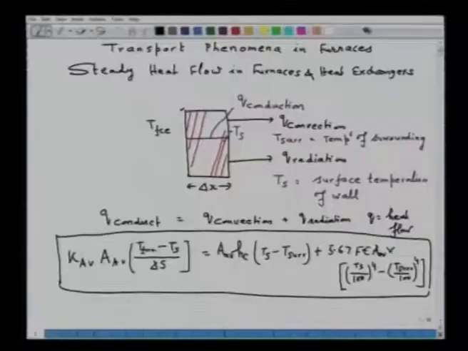Now, this is in the MKS system. The same expression will become in the FPS system, only the difference will be, instead of 5.67, you have to multiply by 0.173. That is the only difference, which you please note. Now, let us proceed to the next application, heat exchange fundamentals.